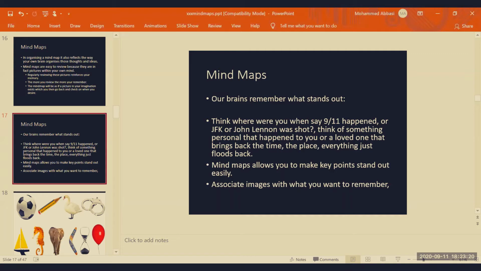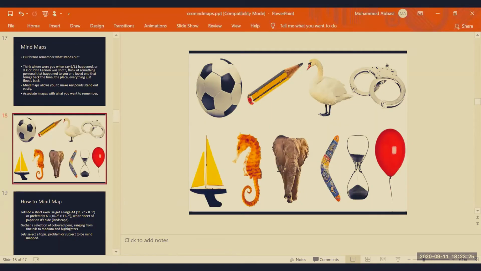Now, I'm just going to give you a couple of images here, and I'm going to ask you something. There are 9 images here. I'm going to ask you to see if you can remember these. It's a football, a pencil, a swan, handcuffs, a yacht, a seahorse, an elephant, a boomerang, a sand timer, and a balloon.